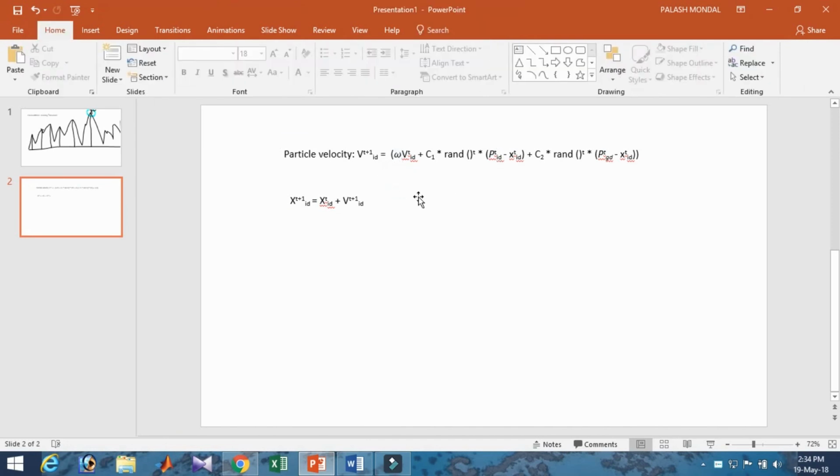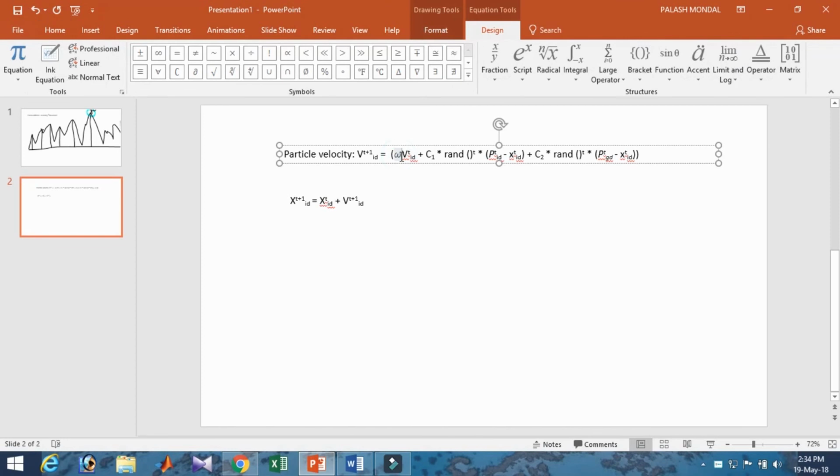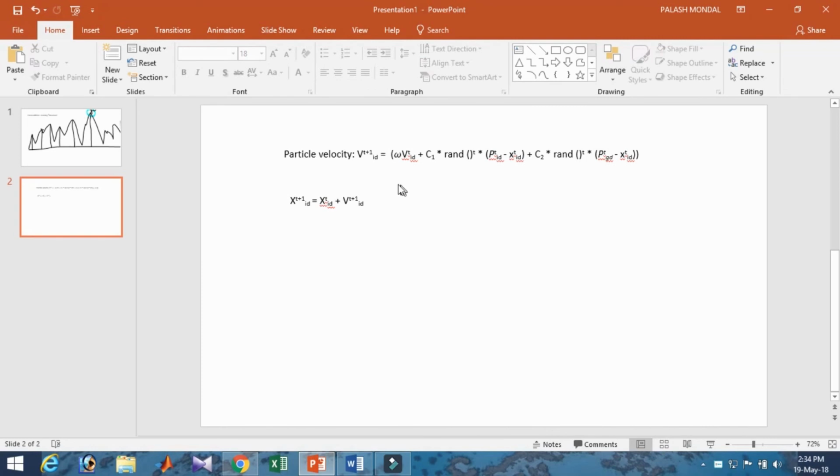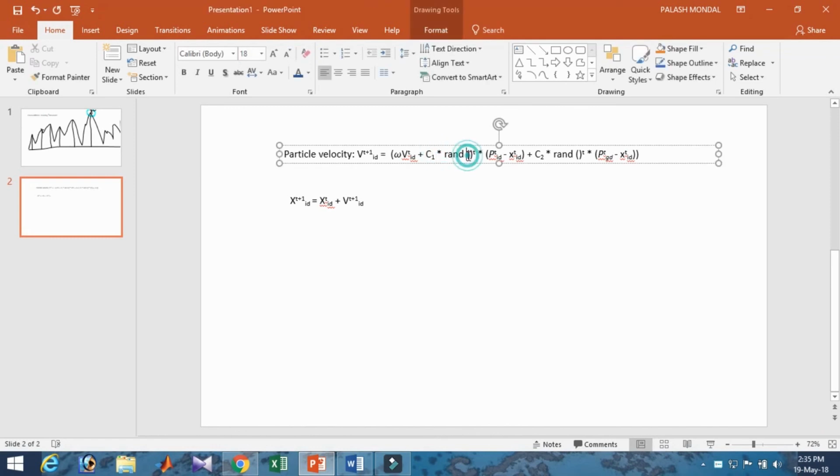Why will omega be placed here in these positions? The reason is that when the particle comes to its previous positions, the value will not be the same. So that's why we use omega to modify its velocity along with the previous positions. Omega has some boundary values, an upper limit and a lower limit, and c1 can have any value, and rand is a random number. So this is the particle velocity.